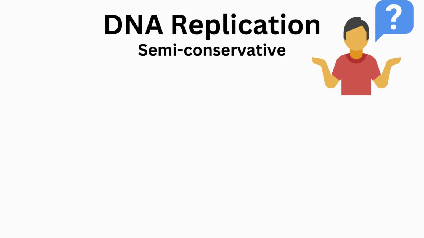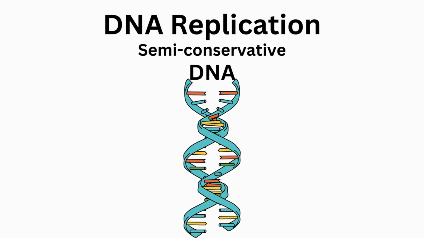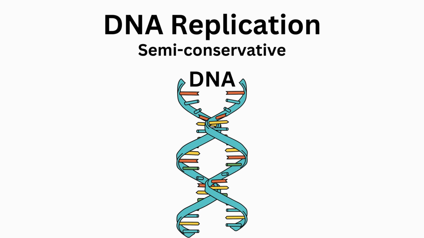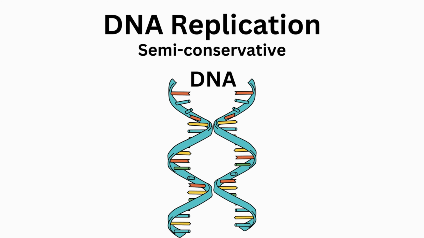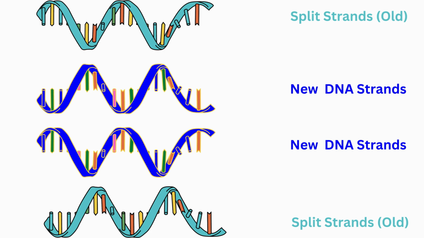DNA replication is known as a semi-conservative mode of replication. Now, why do we call it a semi-conservative mode of replication? So, DNA is this helical structure, but replication happens by separating the two helically wound strands apart, and each of the strands will form one new strand.